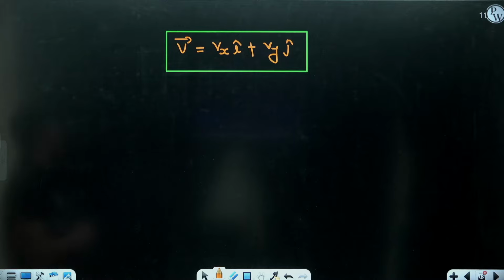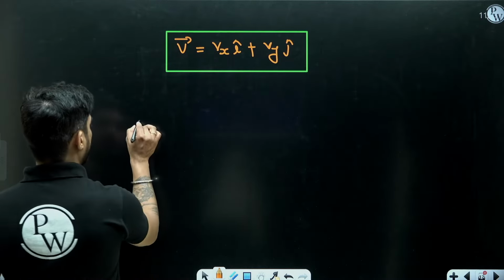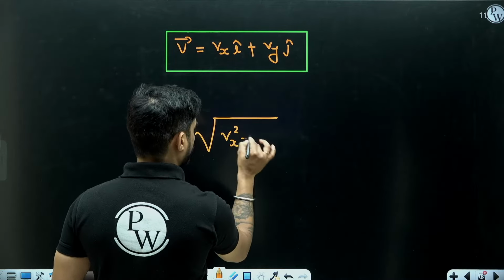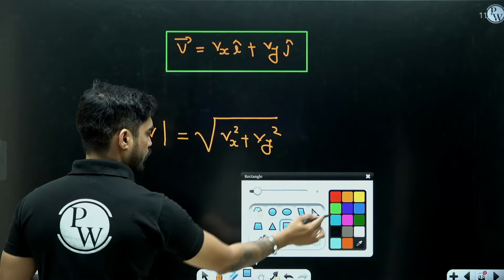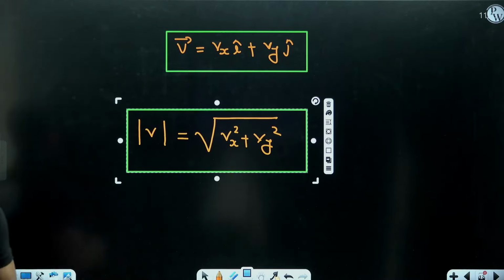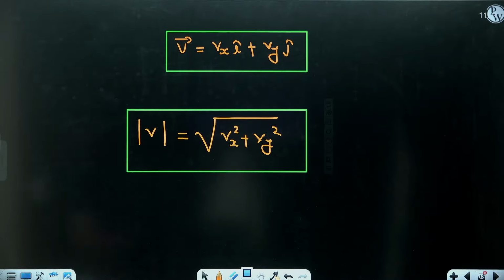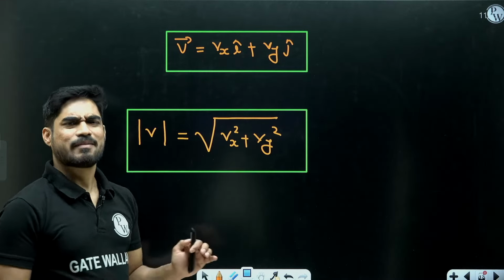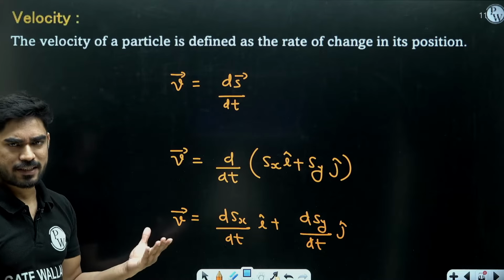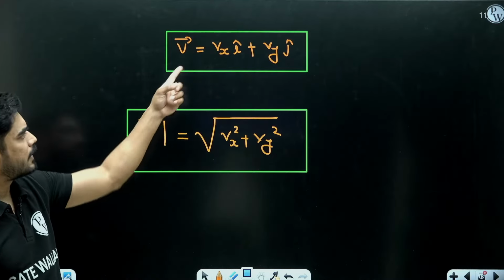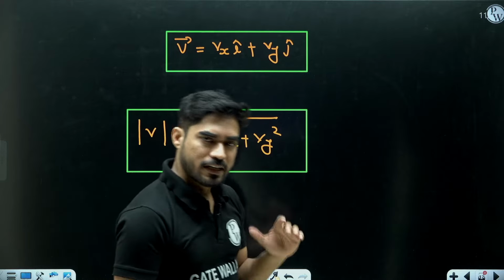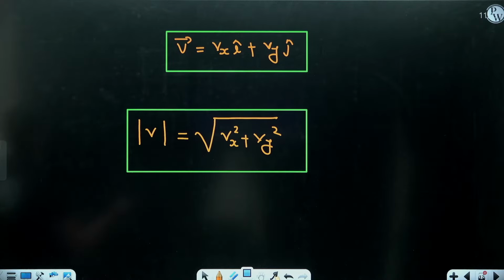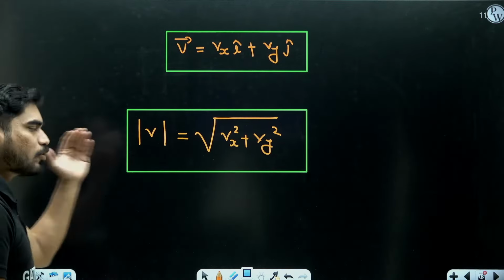If someone asks you what is the magnitude of velocity, then you need to do this. That's it. And you can also find the direction of this velocity with respect to x: tan inverse of Vy by Vx. So very simple. If you have the displacement in x, differentiate it with respect to time, you will get velocity in x. If you have the displacement in y, differentiate it with respect to time, you will get the velocity in y. Simple. Once you get the velocity in x and y, take the resultant and you will get the total velocity.